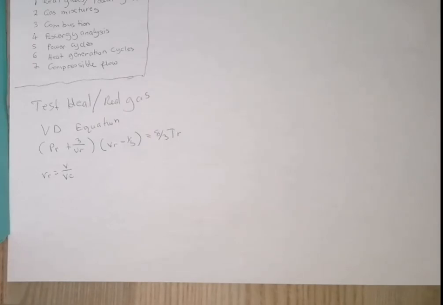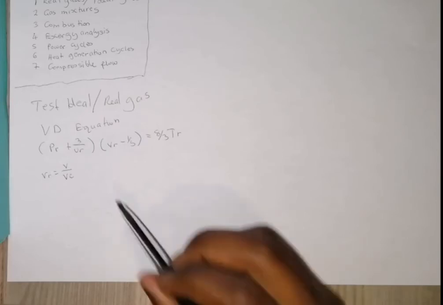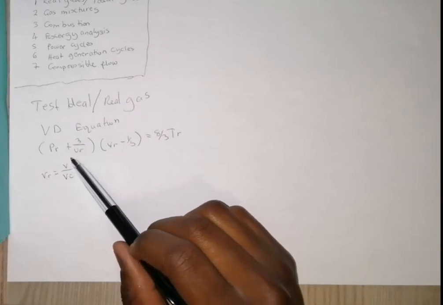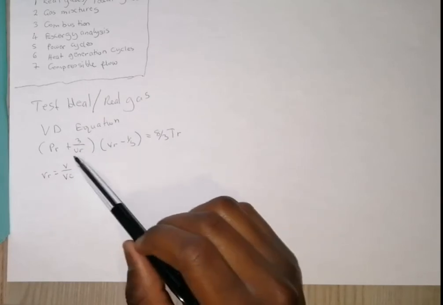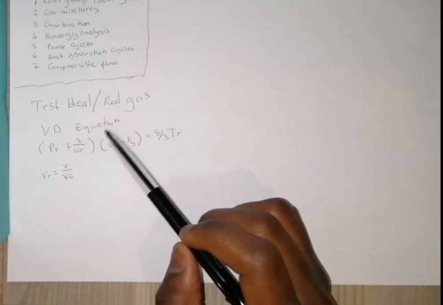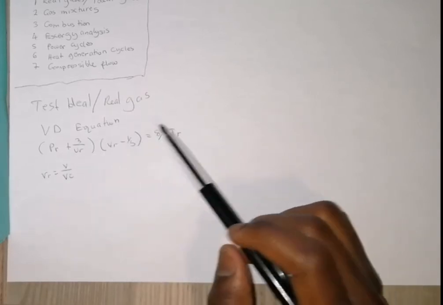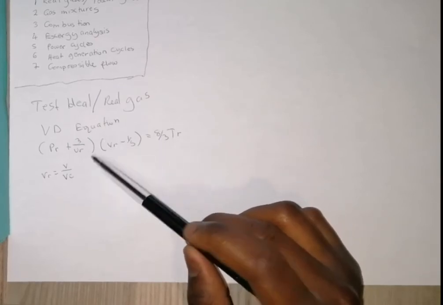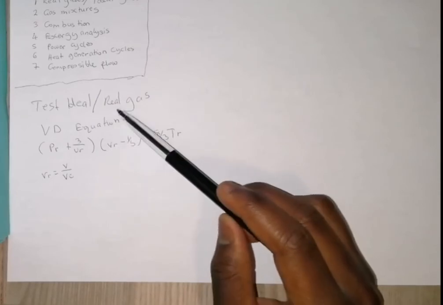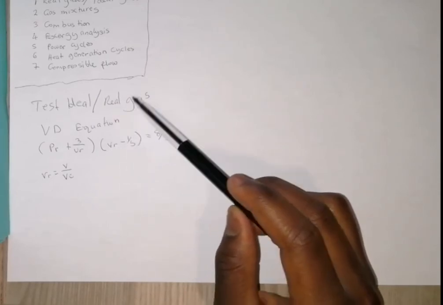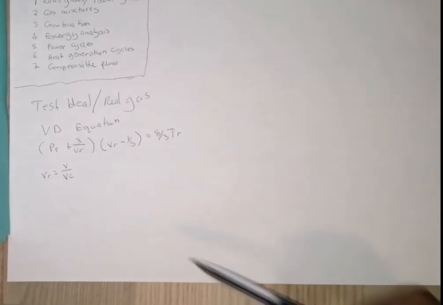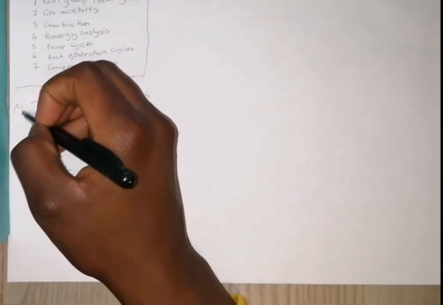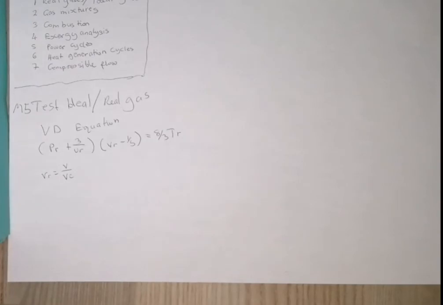So what happens with this is that let's say you've been given VR and PR, then you'll be able to find TR. Or if you don't have PR but you have VR and TR, you can use VR and TR to find PR, which you will then use with the previous method, which we looked at, using the compressibility chart.